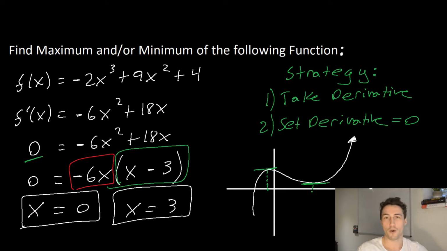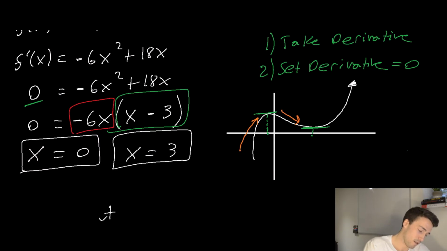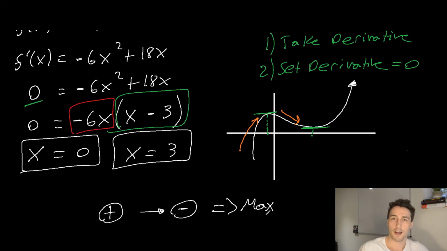But we need to use algebra and calculus to figure out whether it's a maximum or minimum. I want you to notice that here, this is a positive slope, right? It's increasing. And then it goes into a negative slope. So if we go from a positive slope to a negative slope, that results in a maximum. Hopefully you can see that as we go up to this point, the slope is positive, and then it goes to a negative slope. And of course, that creates our maximum value there.